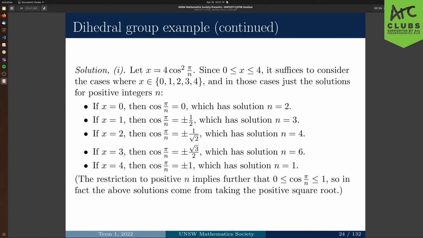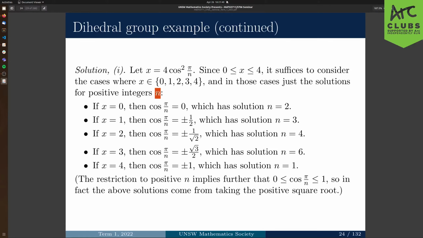I guess the key thing to note is that 4 cosine squared pi over n is only one of these values here, so it only suffices to consider these 5 cases, obviously because the cosine squared of pi over n is between 0 and 1, right? And once you scale that by 4, you essentially look at all of the integers between 0 and 4, which is clearly just 0, 1, 2, 3, 4.